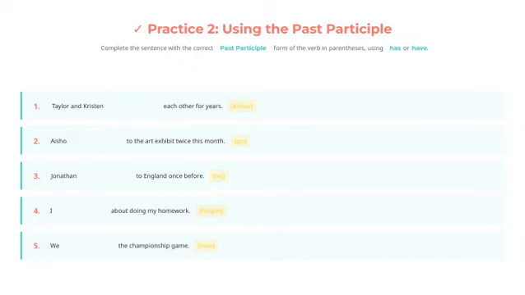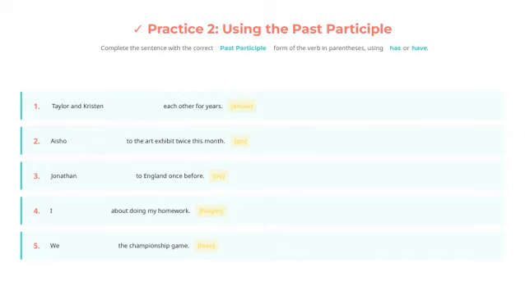For example, in the first sentence, Taylor and Kristen have known each other for years. Since Taylor and Kristen is a plural subject, we use have and the past participle of know, which is known. In the second sentence, Aisho has gone to the art exhibit twice this month. Here, Aisho is singular, so we use has and the past participle of go, which is gone.